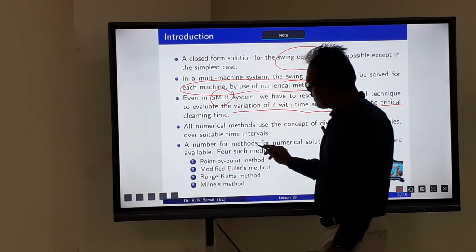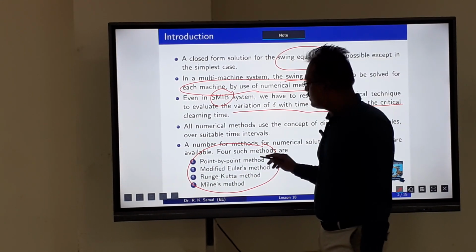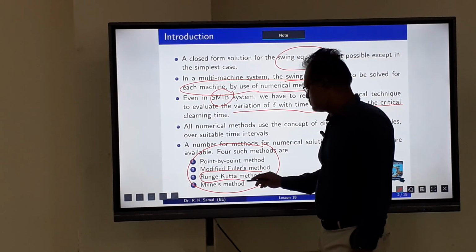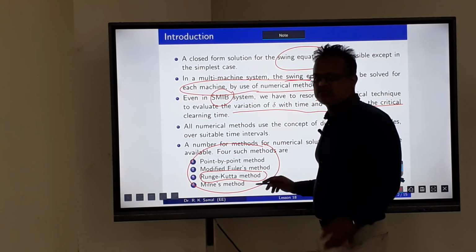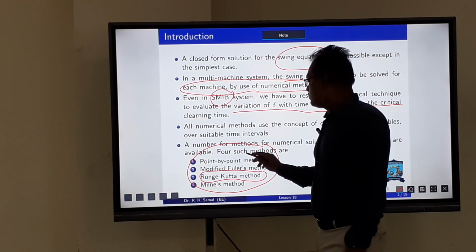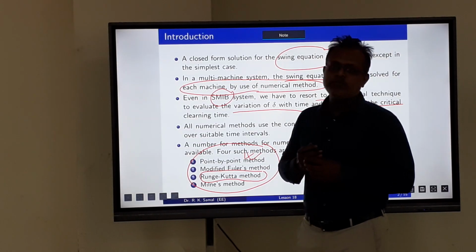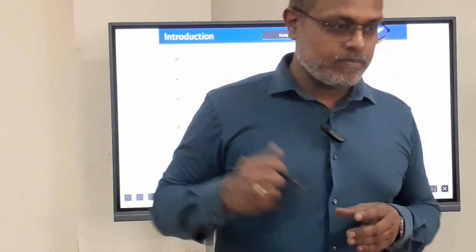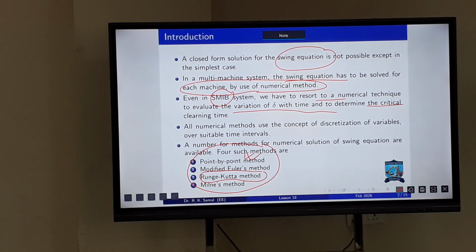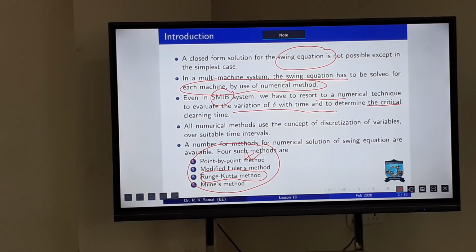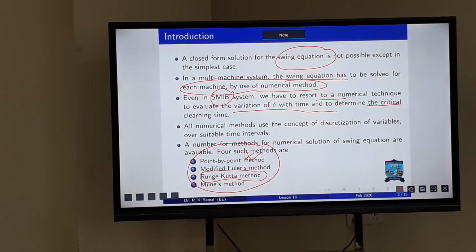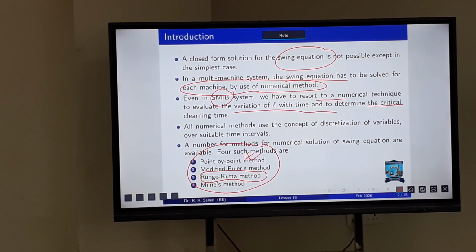Especially we have four methods: point by point, modified Euler method, Runge-Kutta method, and Milne's method. Runge-Kutta is the most widely used by researchers; you might have heard of it. It's a numerical method, but the point by point method is the simplest one to show you how the swing equation is solved. Write down all four names: point by point method, modified Euler method, Runge-Kutta method, and Milne's method.